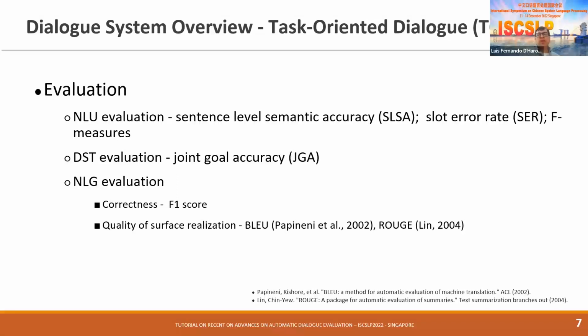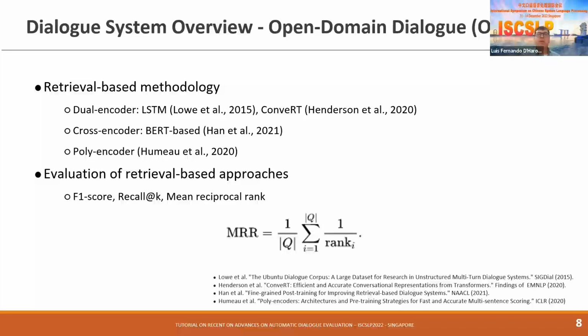If we move then to the evaluation, usually we measure sentence level semantic accuracy. We also measure slot error rate. We use F measures because we want to make sure that all the information that is required for completing the task is correct, and you are extracting that information correctly from the dialogue or from the different turns. Then also you can have the joint goal accuracy metric that is very well known and used, because you want to check also the capability of the system to learn all these concepts and get at the end the final result correctly. There are other evaluations based on NLG approaches like correctness, like the F1 score, or you can have also quality of the surface realization of the dialogue based on metrics like BLEU or ROUGE. This will be explained in more detail in the following slides.